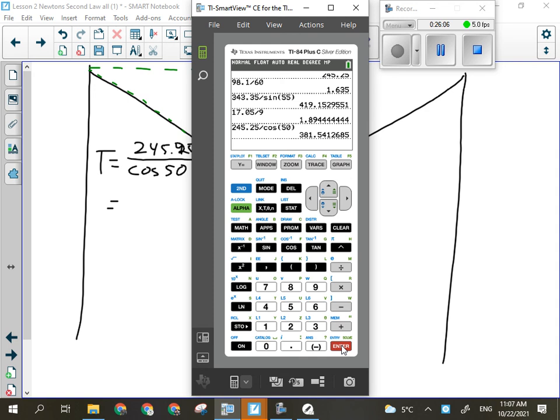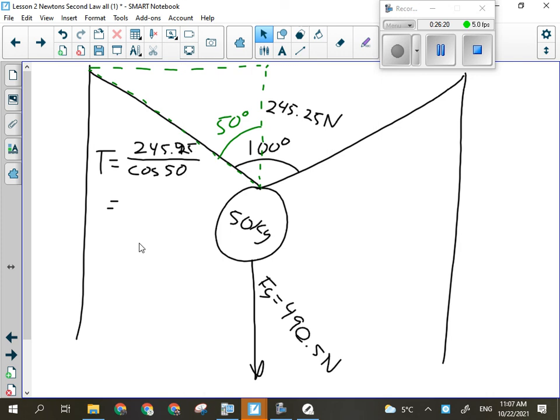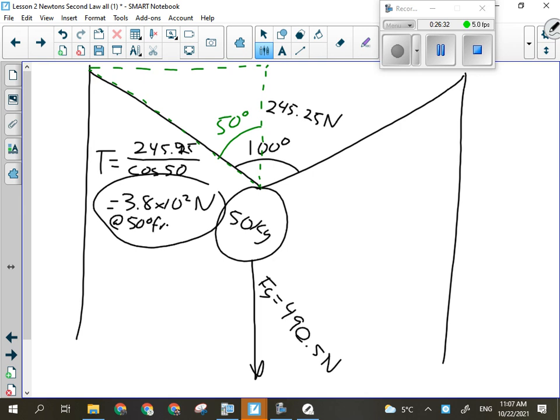Okay, so we're looking at a tension of 381, or we could say 382 newtons. I think we have 3 significant figures here. No, we only have 2, 50 kilograms on the mass. So 3.8 times 10 to the 2 newtons. And that would also have to have a vector at 50 degrees from vertical, or 40 degrees from horizontal, whichever.